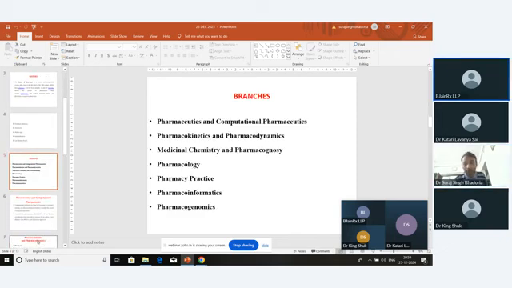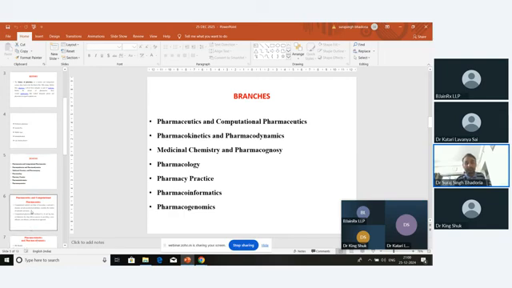Now when we talk about branches, generally there are various branches of pharmacy. The first branch is pharmaceutics and computational pharmaceutics. Second is pharmacokinetics and pharmacodynamics. Next is medicinal chemistry and pharmacognosy, which is a major aspect, a huge branch of pharmacy. Then pharmacology, pharmacy practice, pharmacoinformatics, and pharmacogenomics. So these are the major branches of pharmacy.